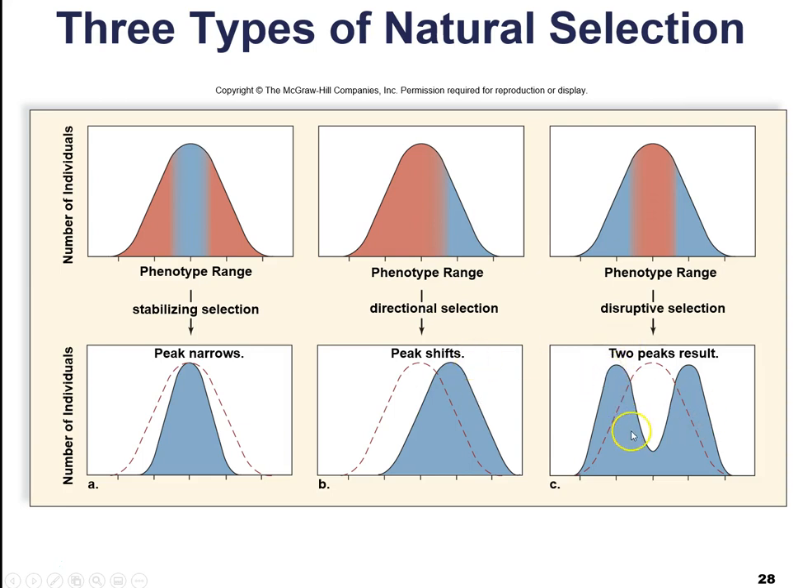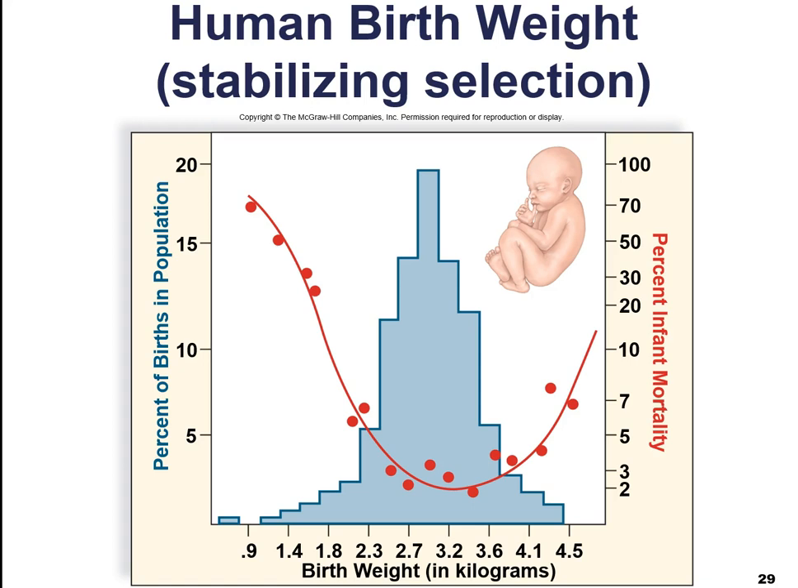And here you basically end up with two peaks because two of these phenotypes essentially are beneficial. So here's our example of stabilizing selection for human birth weight. Here it's showing you in blue the percent of births in the population, and basically birth weight. So if you look at the blue, this is the percent of births at these birth weights. So here's your intermediate weights, and here are your more extreme, higher and lower weights. So much higher frequency of the intermediate, and then lower on each end.